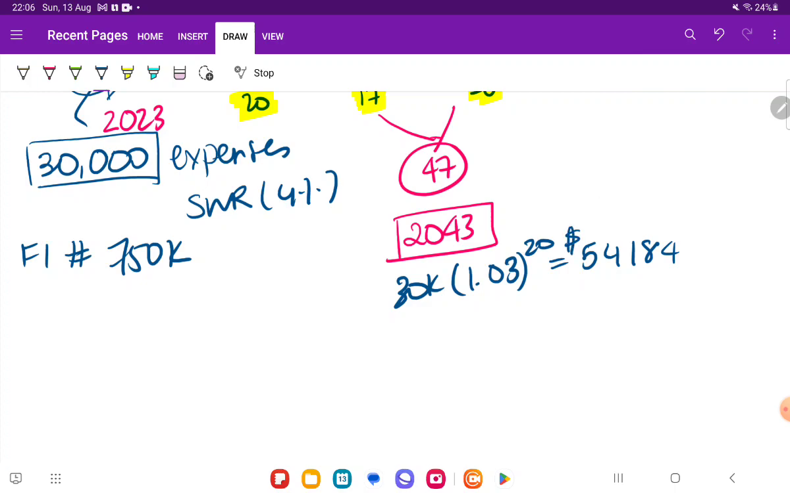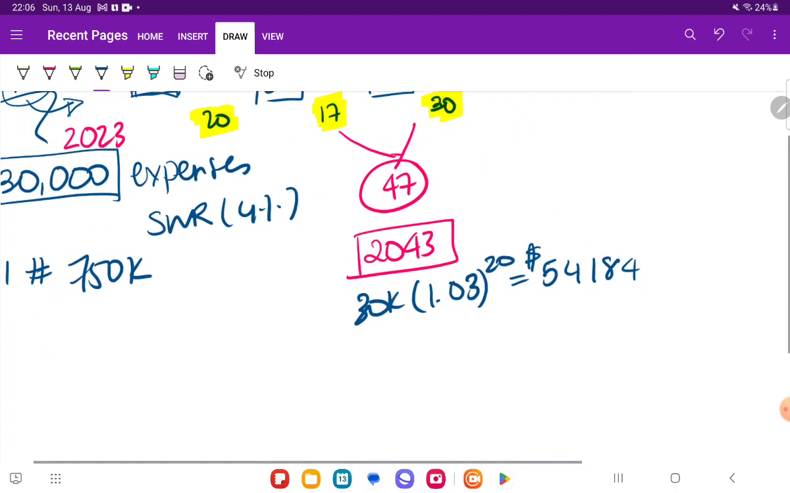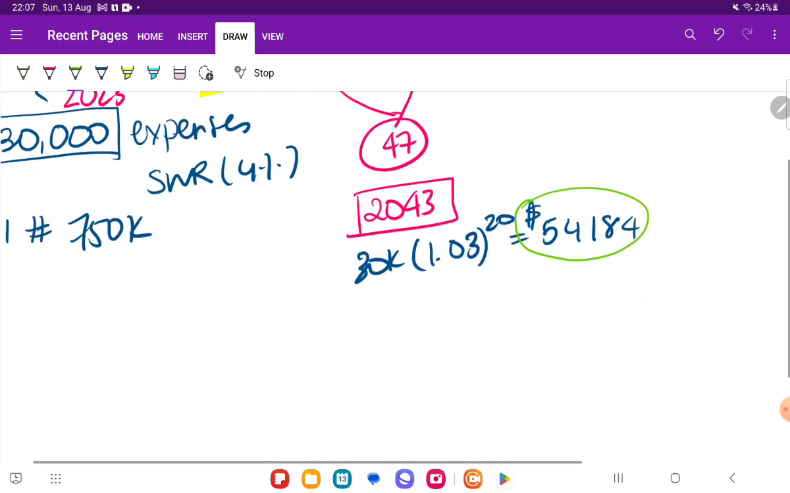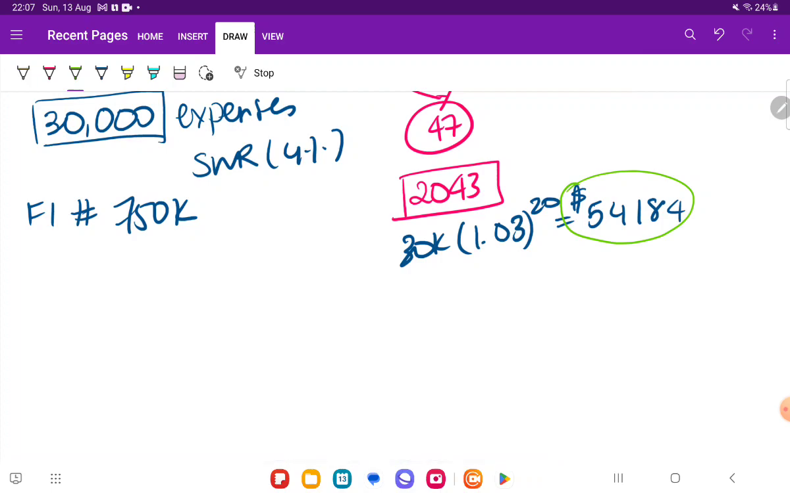Okay, so if I take this number into consideration now, I actually need 30,000 times 1.03 to the 20. And if I take that number and I divide that by 0.04, my safe withdrawal rate, I actually need, let's just call it 1.4 million.